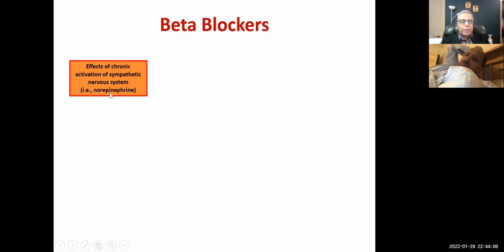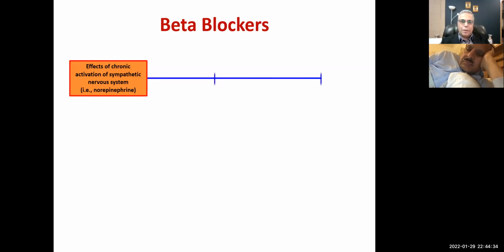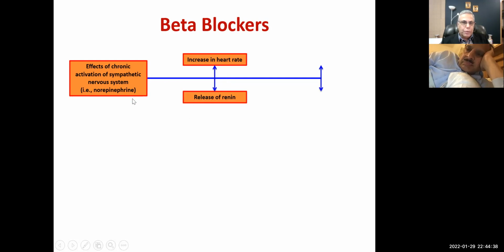Effects of chronic activation of sympathetic nervous system. Now, what we said was that one of the detrimental effects of heart failure was activation of the sympathetic nervous system, right? Increased heart rate is there in heart failure, but that is not good for a failing heart. Okay, it increases the workload on the heart. So this is what it's showing, increase renin.